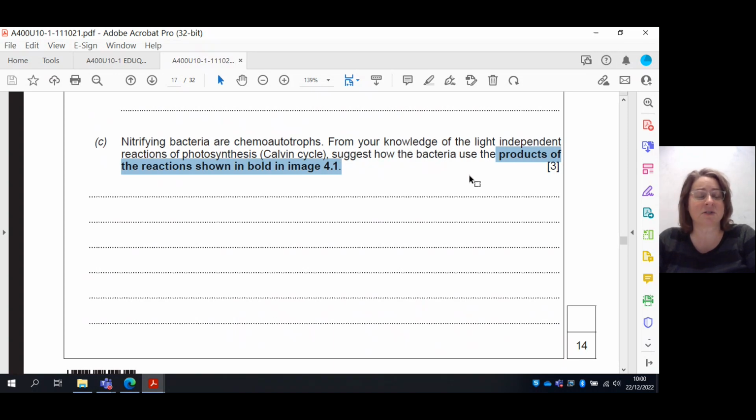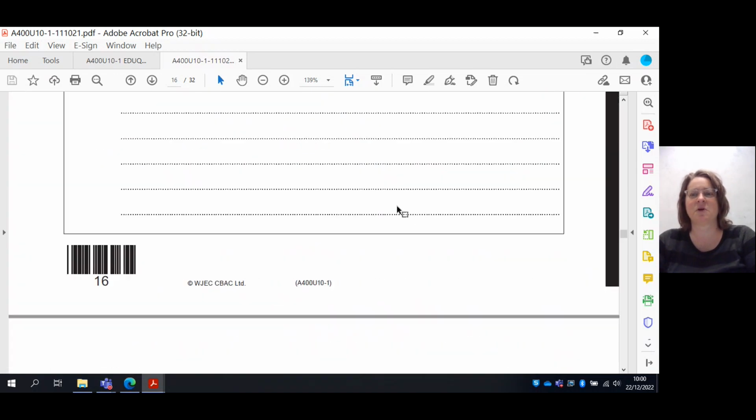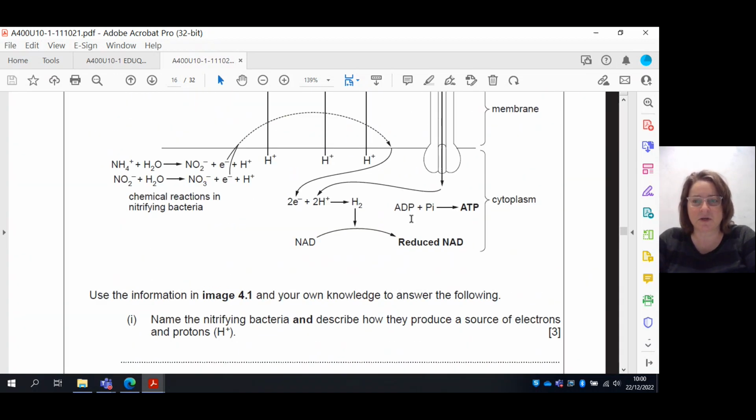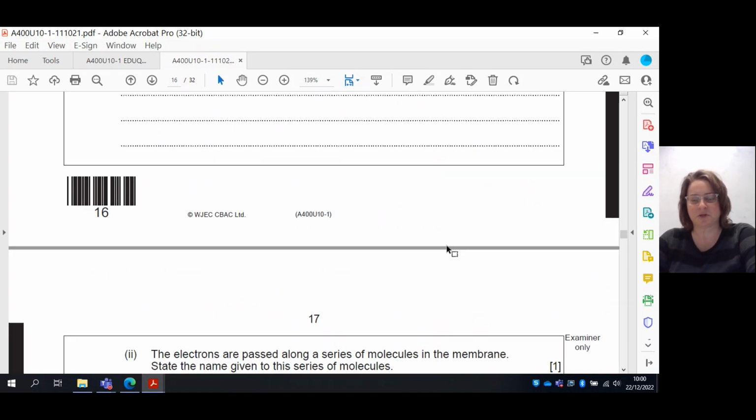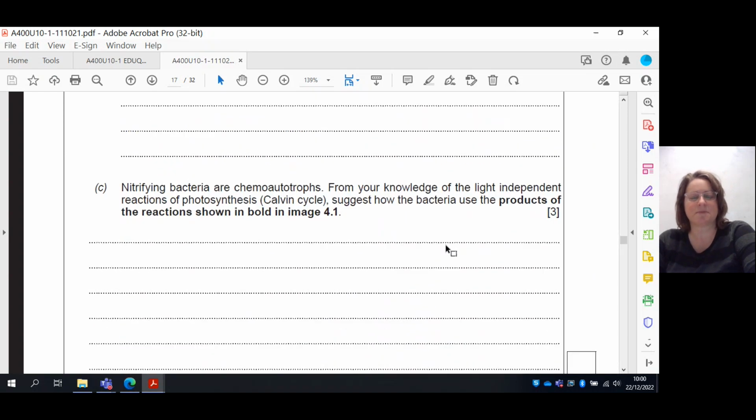Step 1, what products are actually shown? It doesn't say identify the products shown, but that will give you where you need to go. Here are your products. ATP is a product, and NADH is shown here. So your reduced NAD. These ones are your products. It's not NADPH, that's for plants. So for bacteria, it seems to just be reduced NAD that they are producing.